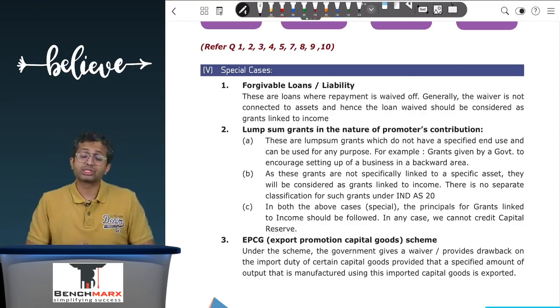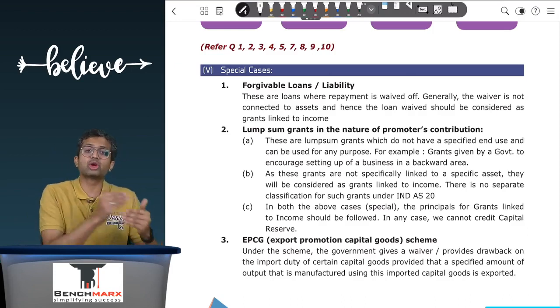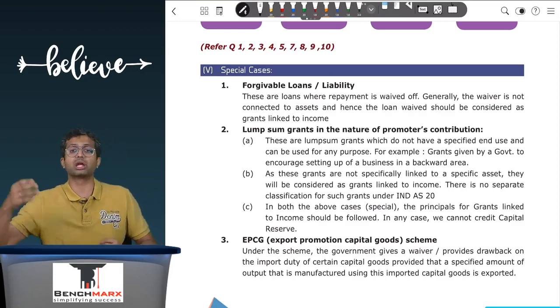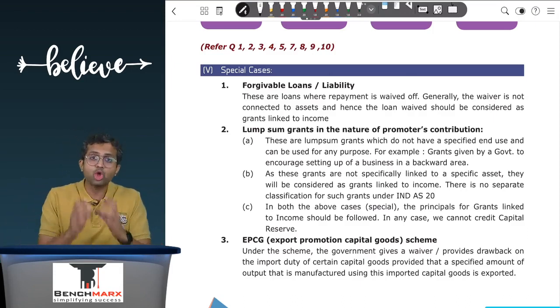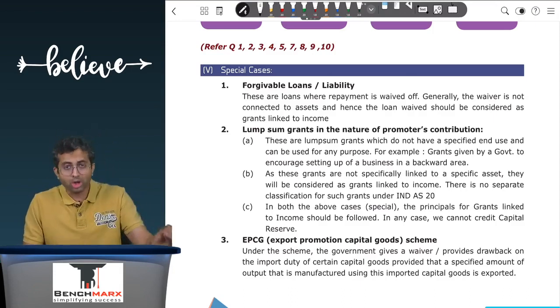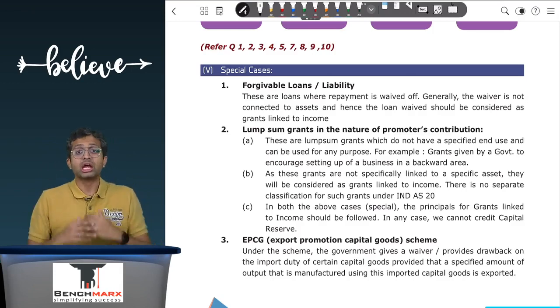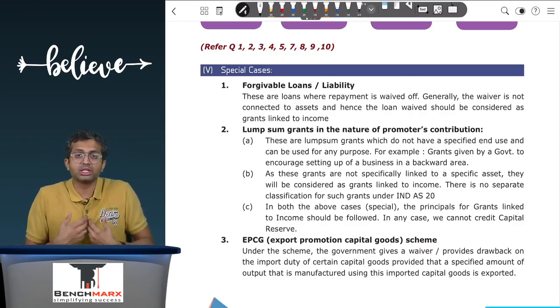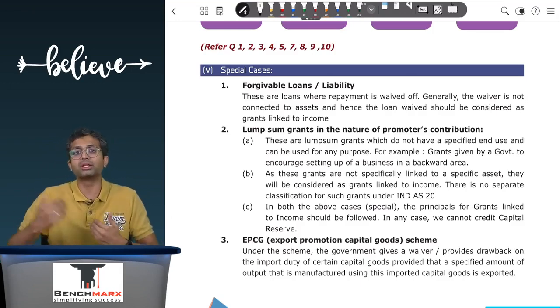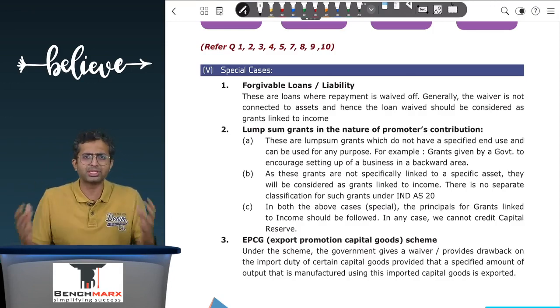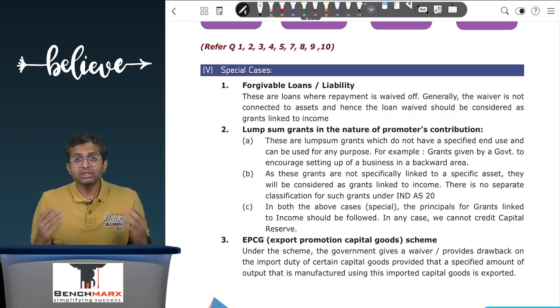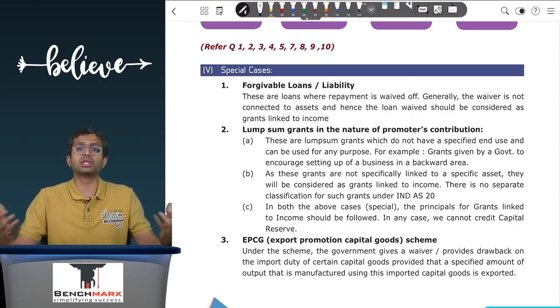Next special case is if there is a lump sum grant, which in your CA Inter AS 12 was called a grant in the nature of promoter's contribution, which is not linked to the acquisition of a particular asset or not linked to incurring of a specific expense or income. In which case, if you have received a grant for setting up, let us say, a factory or setting up a business in a backward region, that is a lump sum grant which is given in the nature of promoter's contribution.